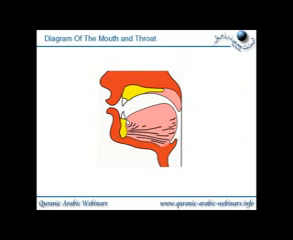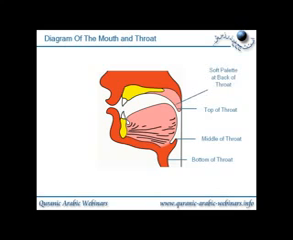A bit more detail about the mouth and the throat. So we've seen the throat is divided in terms of our pronunciation to the bottom of the throat, the middle of the throat, and the top of the throat. We have the soft palate at the back of the throat, so that's a very soft part of the top back of your mouth, known as a soft palate. You have a hard palate, which is all the way from the middle of the top of your mouth all the way towards the front of the mouth.